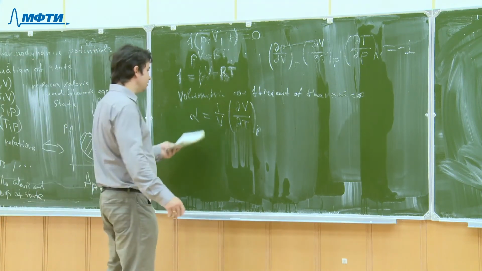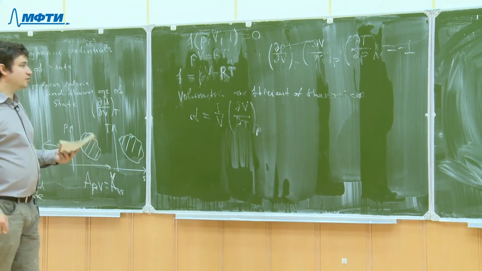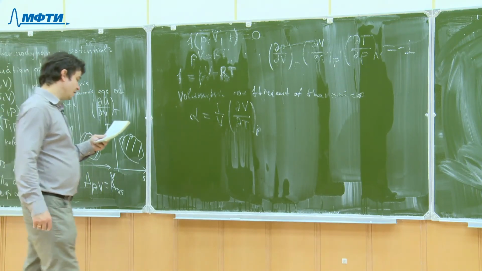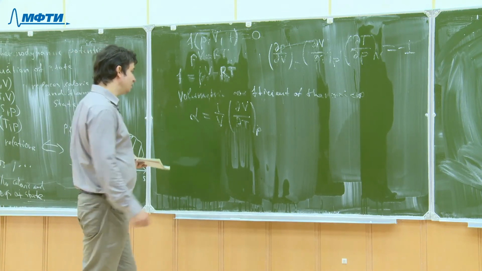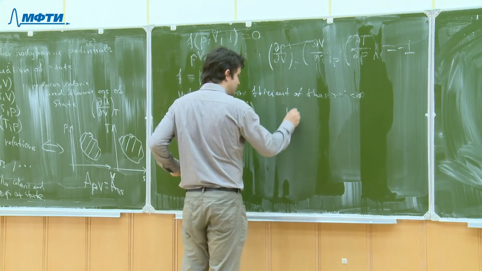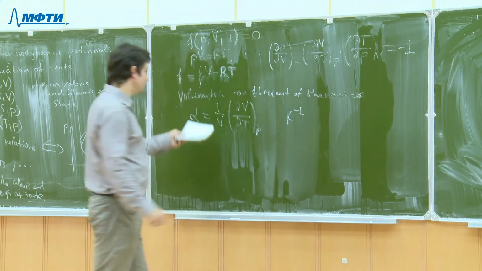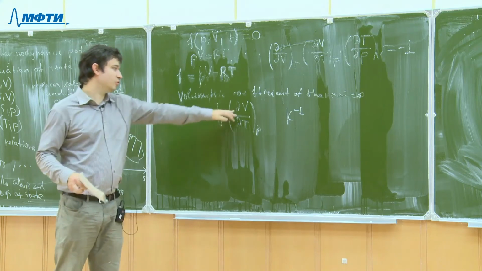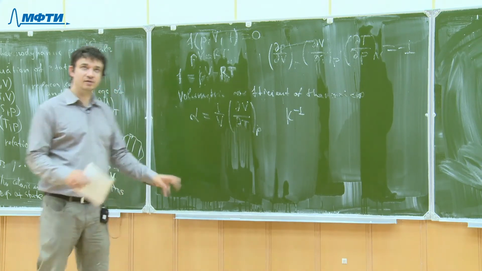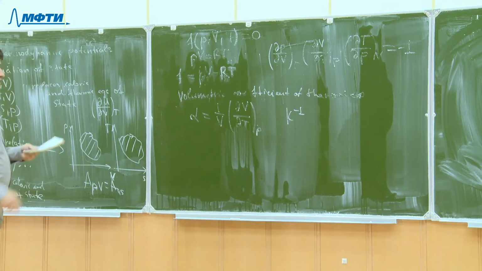So this is the volumetric coefficient of thermal expansion. And it is measured in kelvins to the -1, because the dimensions of volume cancel out.